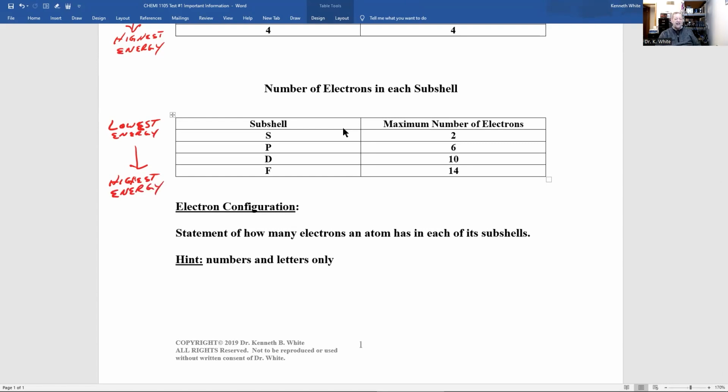that electrons in this S subshell have the lowest energy. And then as you go down the table, the energy of the electrons in that subshell increases. So S is the lowest, F is the highest. In the past, you'd also have to memorize this, but don't tell anybody I'm being nice. Shh. But I'll be giving this to you.